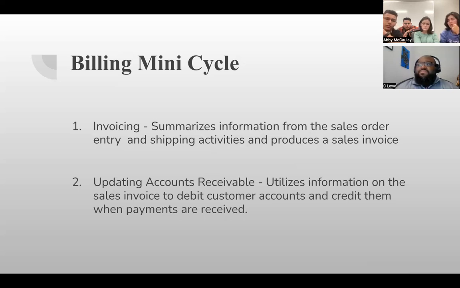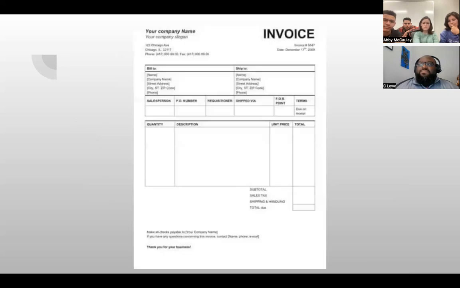And then the next stage is going to be updating the accounts receivable, which is essentially all the money that's owed to us and future incoming funds that we have. We're utilizing information from the invoice to either debit the customer accounts or credit them once we've received the payments. And this is an example of an invoice that you would typically see, with all the information summarized so that you're able to make things run as efficiently as possible.